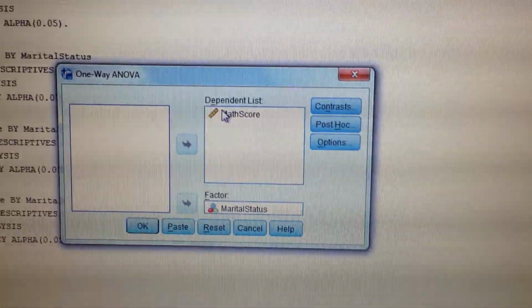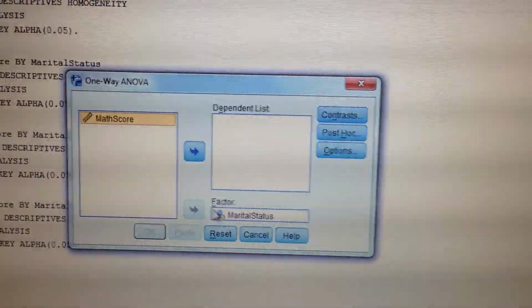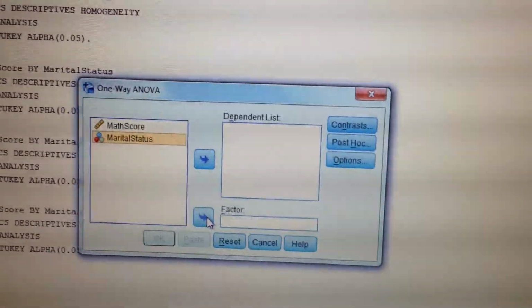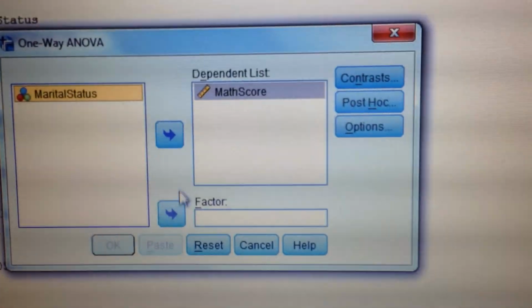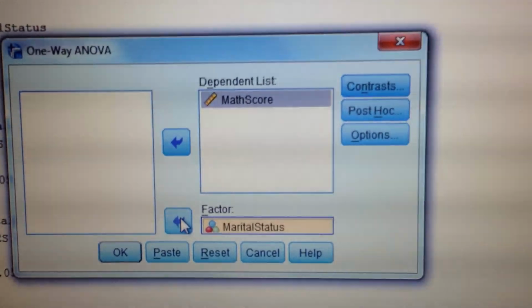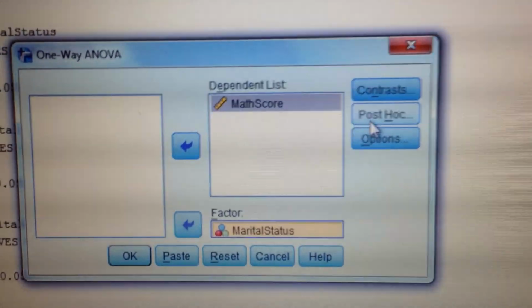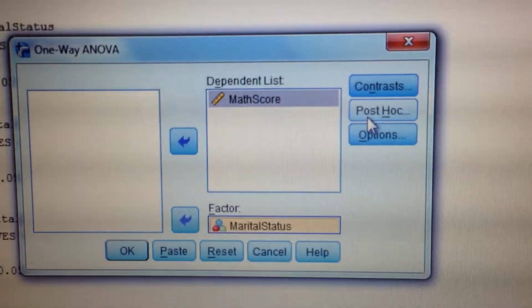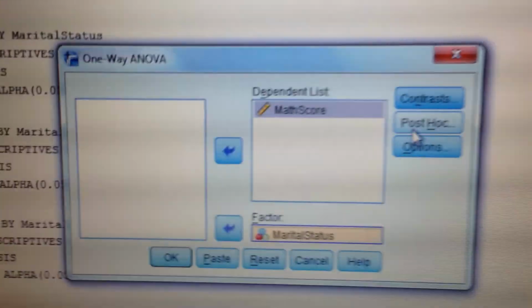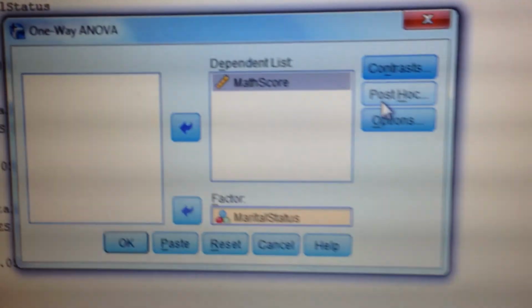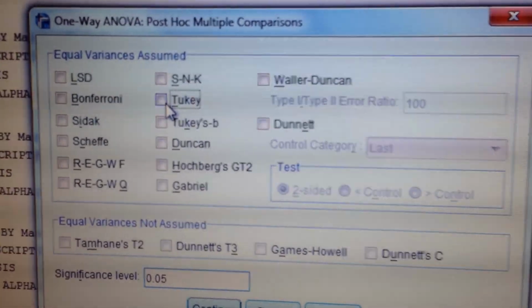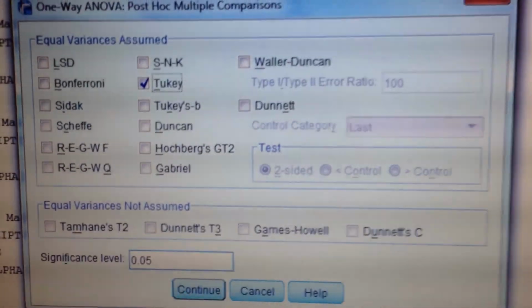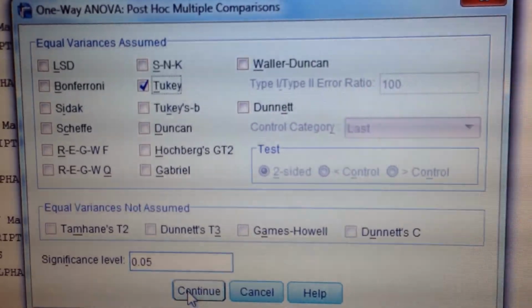Now I already ran this, but let's pretend like I hadn't. And let's bring these variables over. So we know our dependent variable is math, right? And the factor, or the grouping variable that we're interested in comparing, is marital status. Now before we go ahead and click OK, that would give us only ANOVA results. But there are a couple of extra things we need to know. One is our post hoc analysis, and as the book points out, we will use a Tukey. So this will tell us something I'll describe in a second.